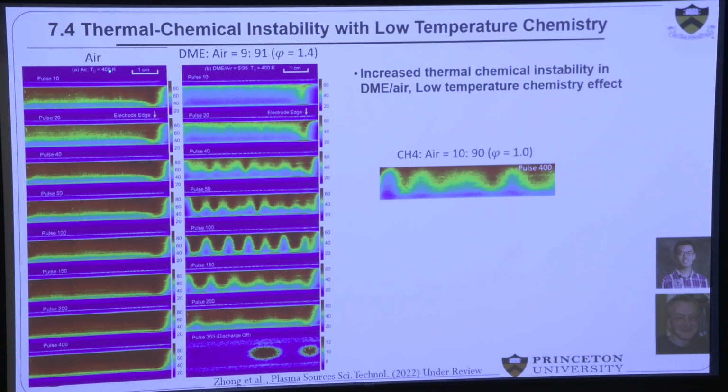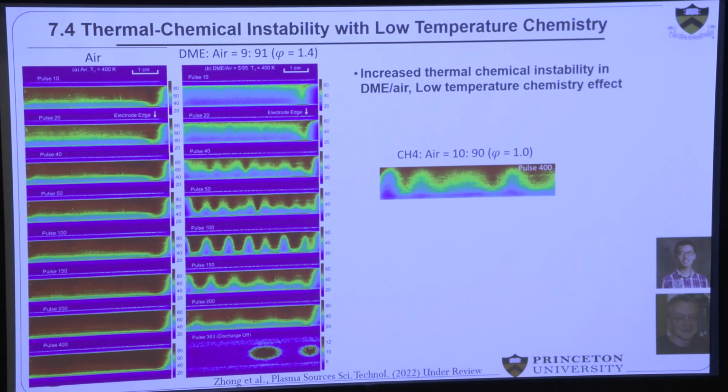With air, you can see that with the pulses to 400, the plasma is pretty much uniform. But with dimethyl ether, you can see the plasma instability development, the instability will drive it, and then it becomes uniform. So here is interesting: uniform, instability, and uniform, and ignition happening.